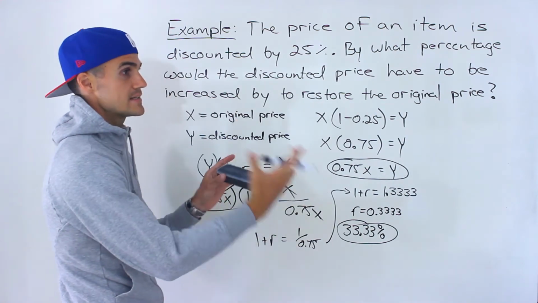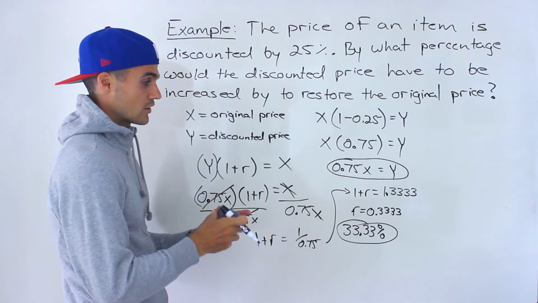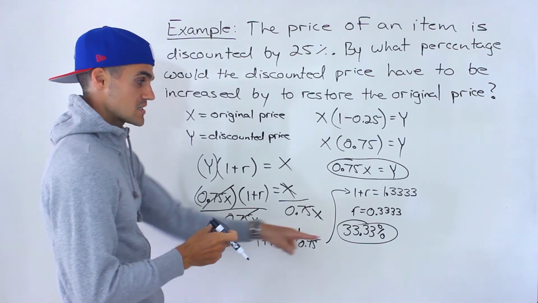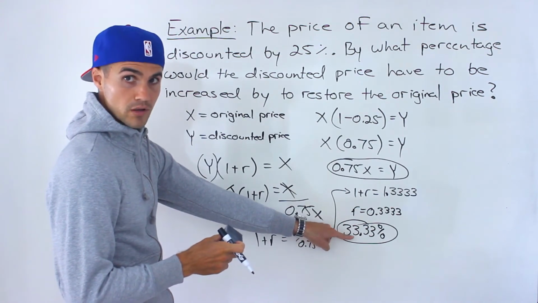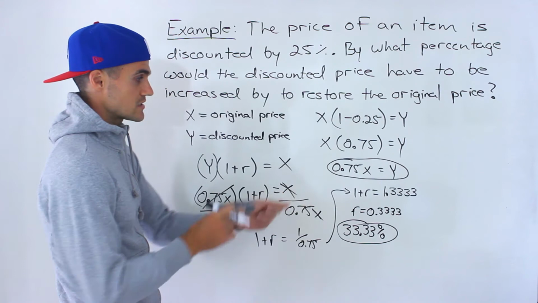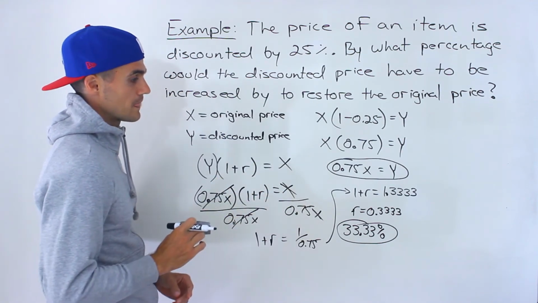If you take any price, discount it by 25%, you're going to have to take that discounted price and increase it by 33.33% to get the original price. I'll actually show you a numerical example at the end.